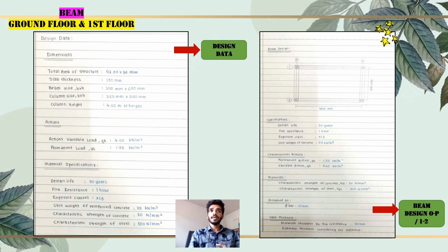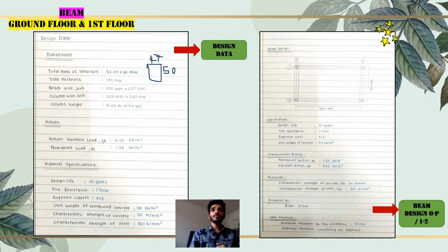Under the design data we have the dimensions. Under the dimensions we have five kinds of criteria that we should identify. The very first one is the total area of structure, which is identified as 47 meters times 50 meters, which is the area. Now we're going to see the slab thickness.